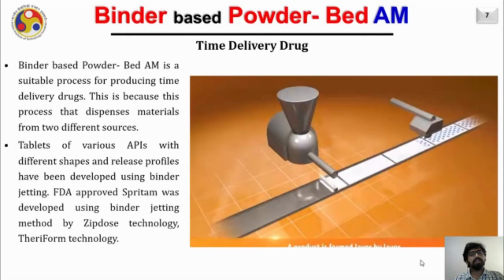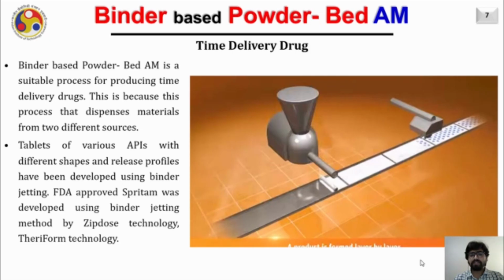Another very important application of binder based powder bed additive manufacturing is for realizing time delivery drugs. Binder based powder bed additive manufacturing is a very suitable process for producing time delivery drugs, and this is because of its capability of having the material from two sides. One is the powder bed side, where the material is available, and also along with the binder we can mix some drugs, and that can be another source of dispensing the material.